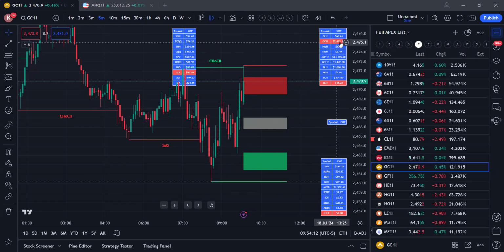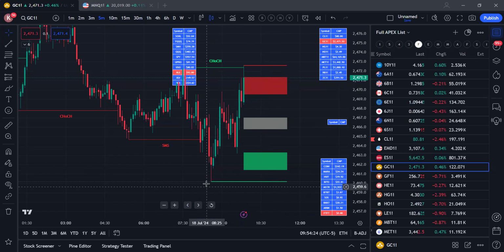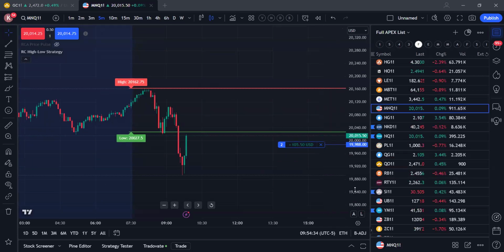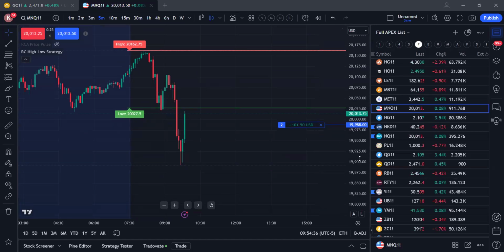As of now, GC 2471, it is showing in the red color. That means it went to the resistance area. It went to the premium area whereby big players will try to sell it off. So again, if you want, you can always go. So yeah, with two MNQs, you made nearly $110.